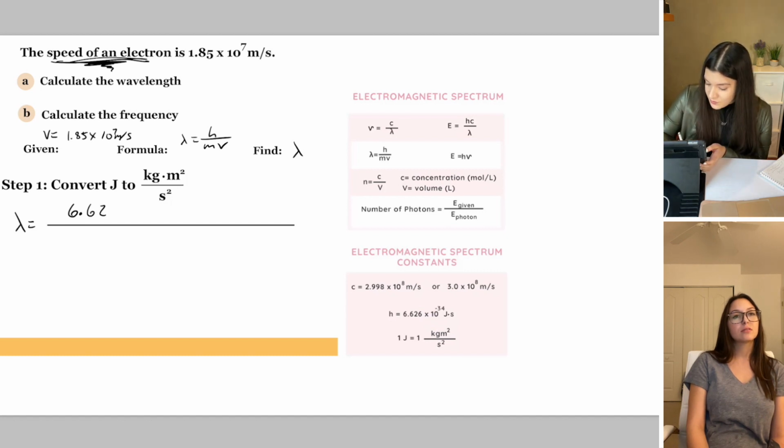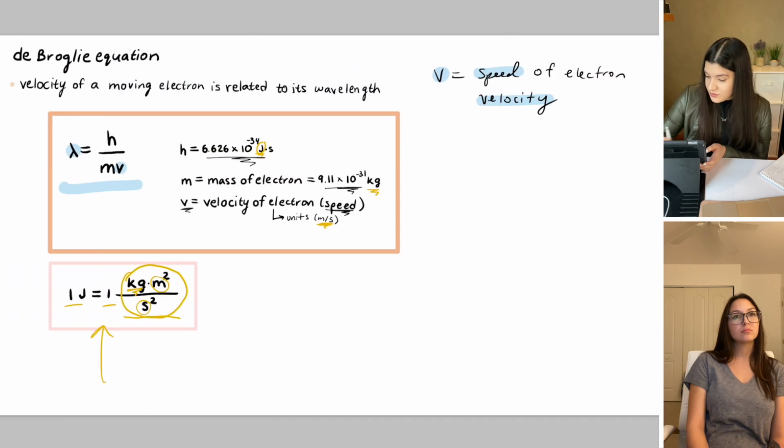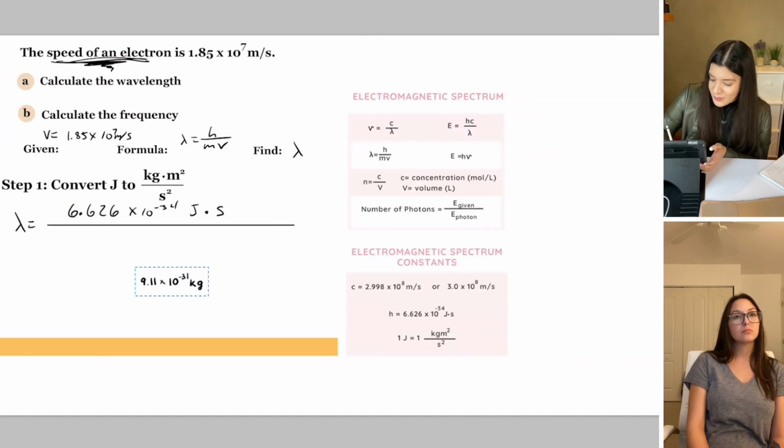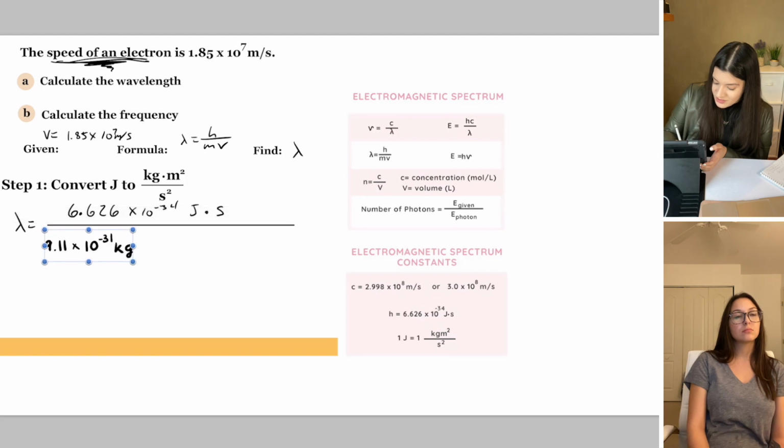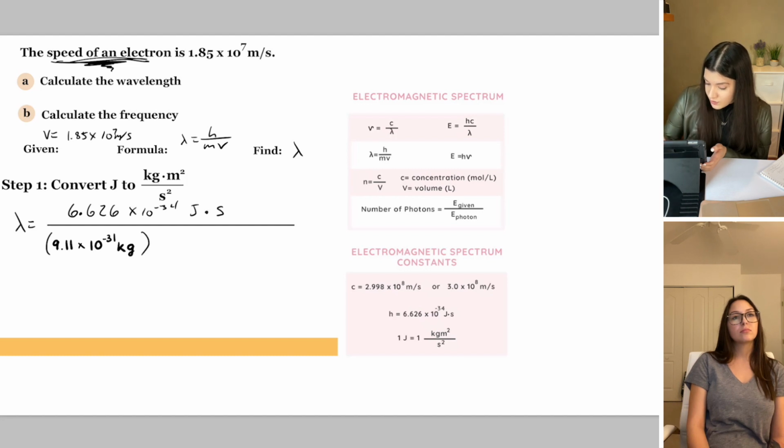So 6.26 times 10 to the negative 34th joules times seconds. And on the bottom, our mass of an electron, which was this. I hope he gives you that. He may or may not. If you have to know the constants, then probably not. That's the mass of an electron. And then we have our velocity, 1.85 times 10 to the 7th meters per second.